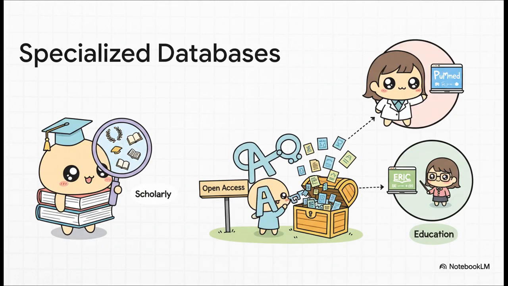But to crack the really tough cases, you need the specialized gear. Scholarly engines like Google Scholar cut right through the noise to the academic evidence. Open access repositories get you to the absolute front lines of new research. And these subject-specific databases, like PubMed for medicine, that's like having a direct line to the top experts in the world. Knowing these exist is a total game changer.